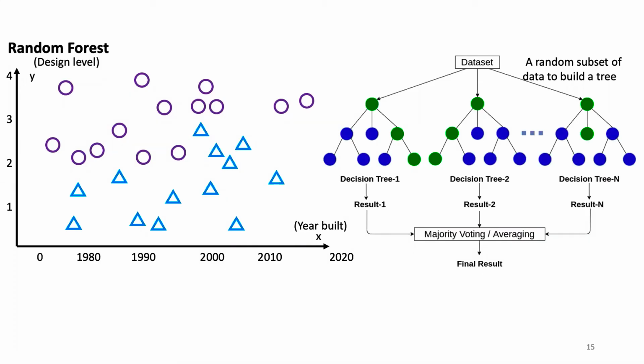So how do we build a random forest? We can divide it into these steps. Firstly, we randomly select a subset of data from the original data set, and we can build a decision tree based on this subset data, right? Then we repeat this process to build many trees.